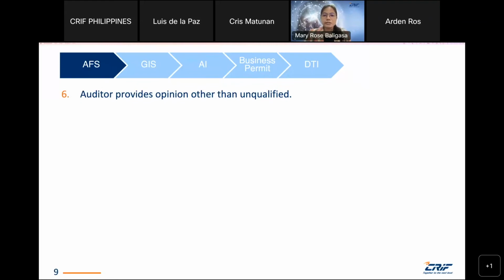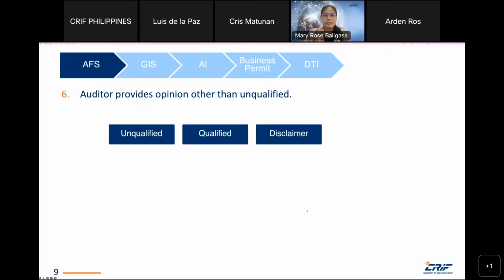An auditor's opinion is a certification that the company's financial statement is based on an audit of the procedures and reports used to produce the statements, and delivers an opinion as to whether material misstatements exist in the financial statements. So an auditor provides 4 different opinions, and these are unqualified, qualified, disclaimer, and adverse. So what are these opinions?